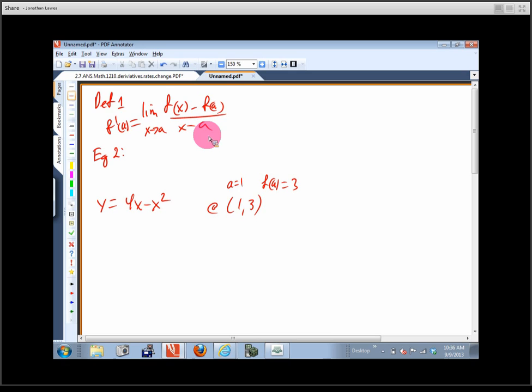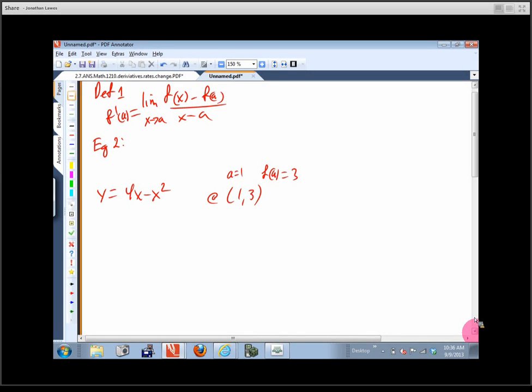Now, in my opinion, this is how they would like you to set this up. I don't mind if you do this on some of them. So you can set it up this way. If you want to know what f prime at a is, or f prime at 1, what the slope of the curve is at x equals 1, then you do this. You do f of x, which is 4x minus x squared, minus what is f of 1? 3. And what goes on the bottom? x minus, what's a in this case? 1. Okay, that's how they'd like you to set this up.